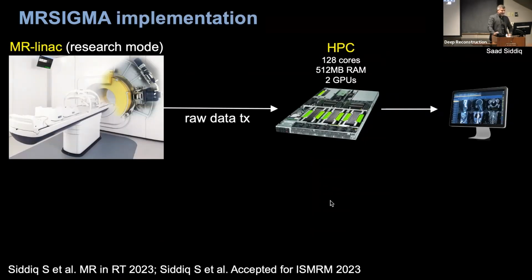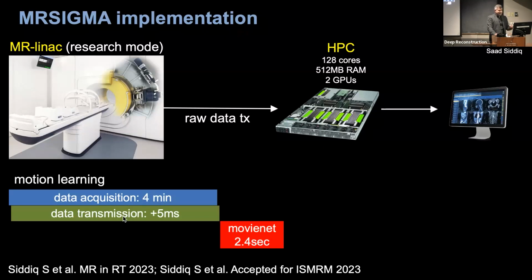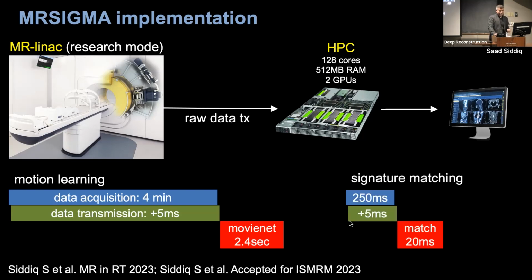So this is our implementation on the MR-Linac. So SAT actually developed an implementation. It works all in real time now. So we run the MR-Linac research mode, and then we have a little program that's going to send the data, each k-space baseline, to this computer, and then we do all the processing here. So the data acquisition takes about 4 minutes, and then data transmission only has an overhead of 5 milliseconds. Then after 2 seconds, we get our 4D dictionary. Then we take a break, and now we could start the real-time part.